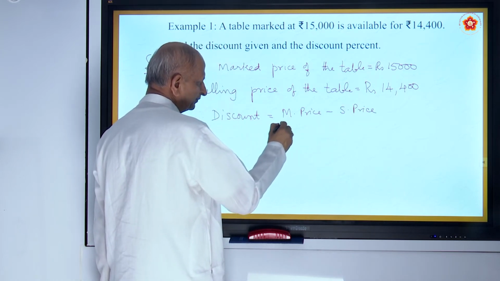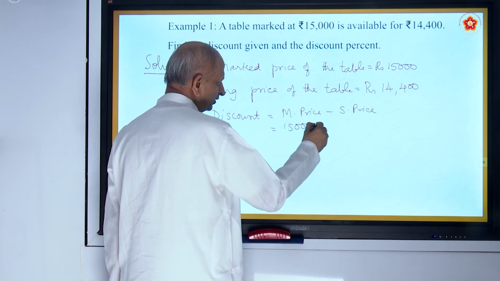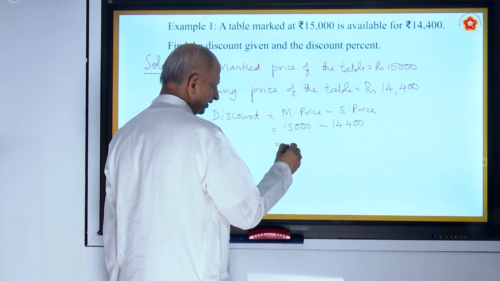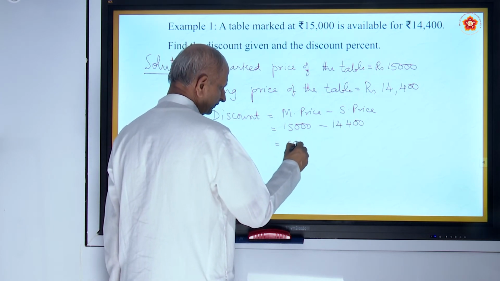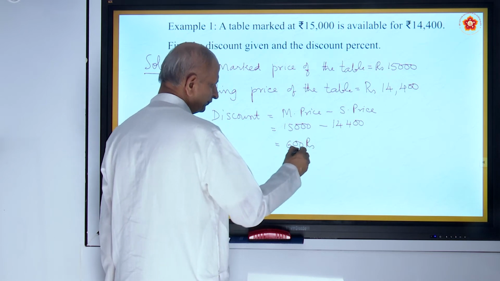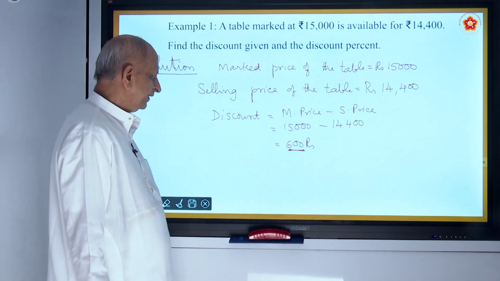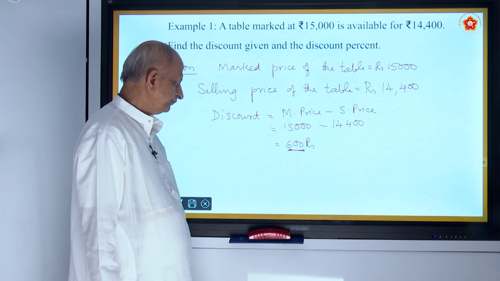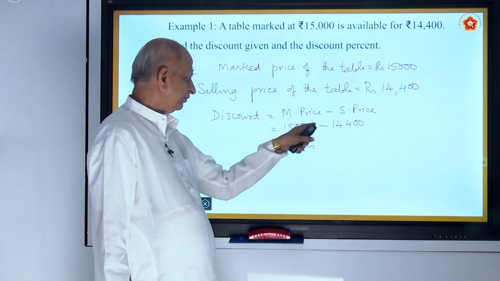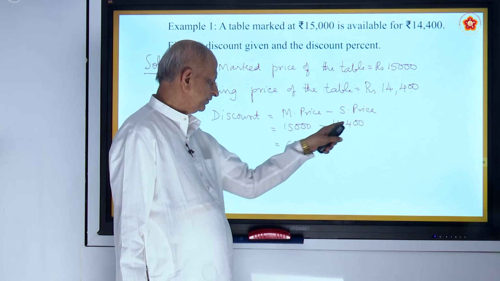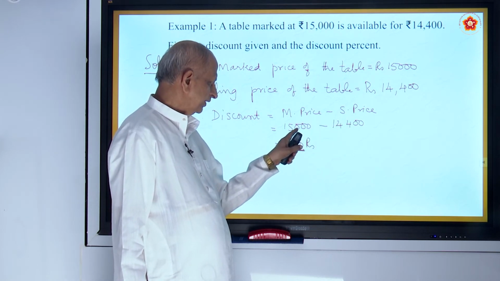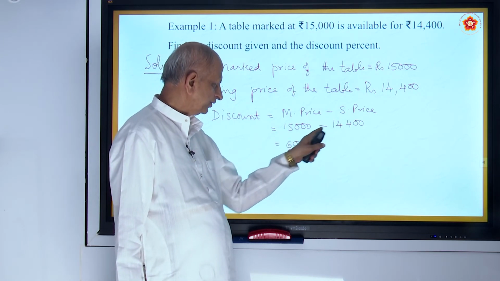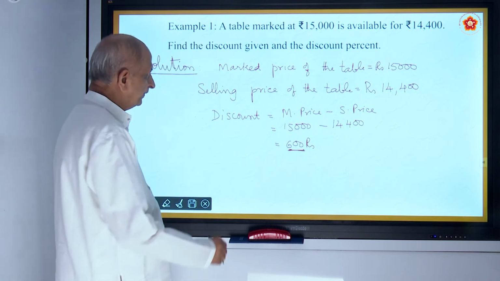So what is the market price? 15,000. Selling price 14,400. So if you subtract, how much do you get? 600 rupees. Correct? 10 minus 4 is 6. 0 minus 0 is 0. 0 minus 0 is 0. Then 10 minus 4 is 6, and here 4 remains. 4 minus 4 is 0. 1 minus 1 is 0. 600 rupees. That is that.